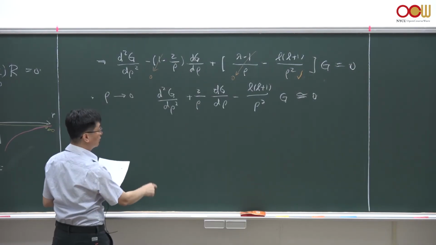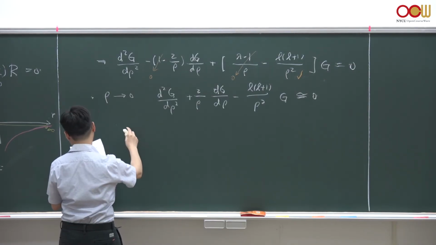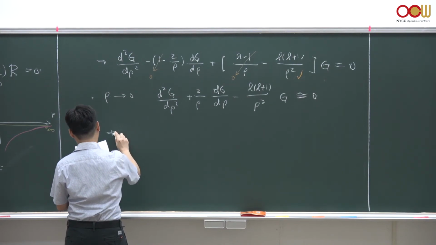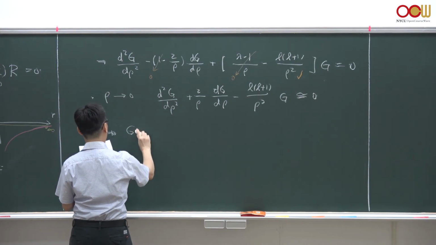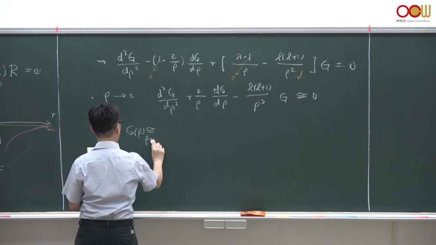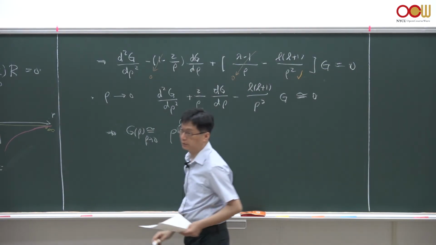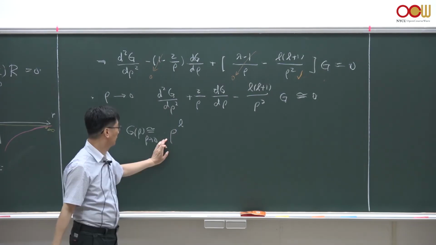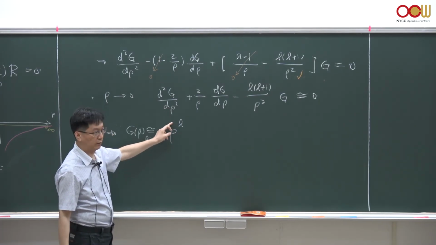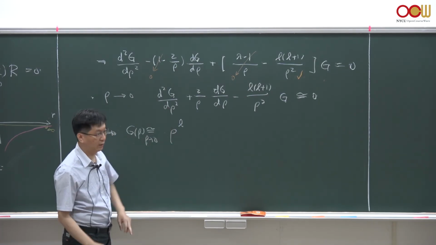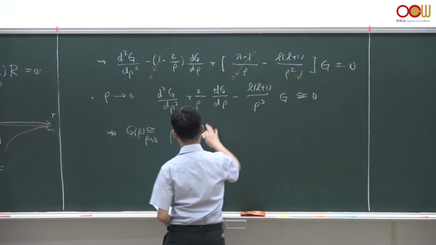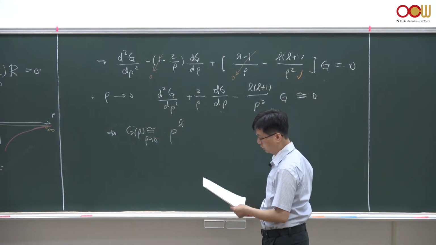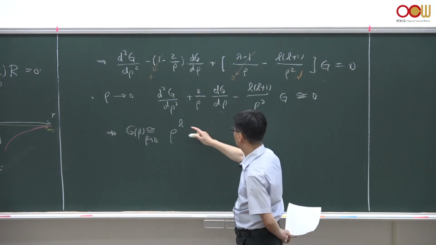So let's try to solve this simplified differential equation for capital G. As we already learned from the harmonic oscillator problem, the solution takes a polynomial or some power law of rho. In this case, it is rho to the power of L, so you simply plug this solution back into the simplified differential equation, and it is satisfied. So let's just do it.